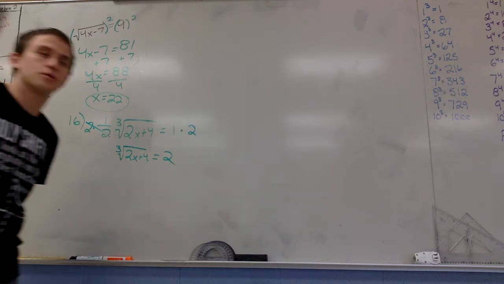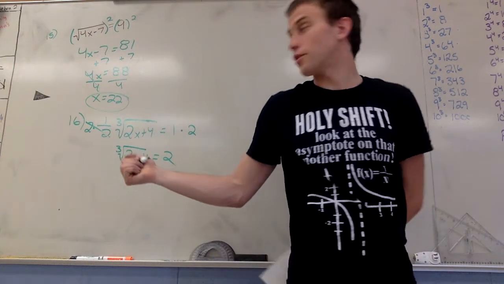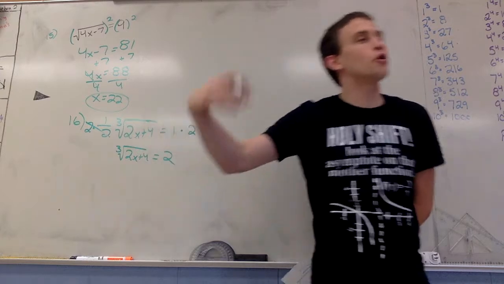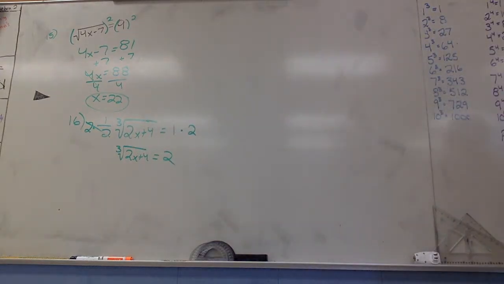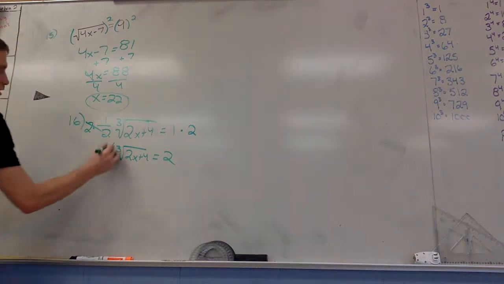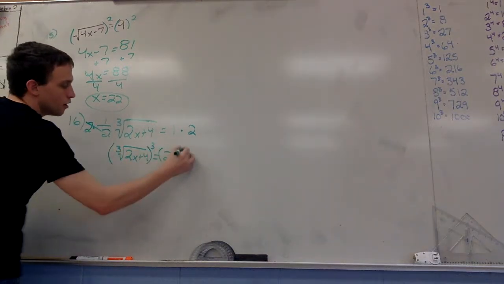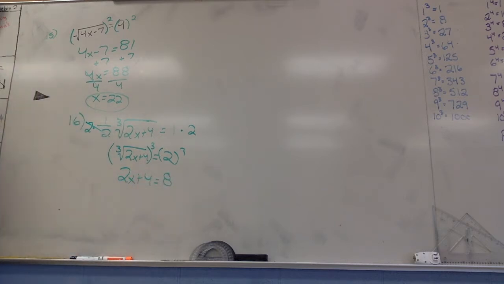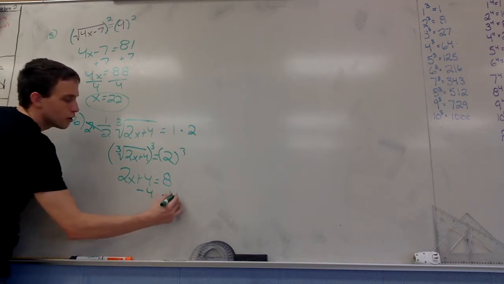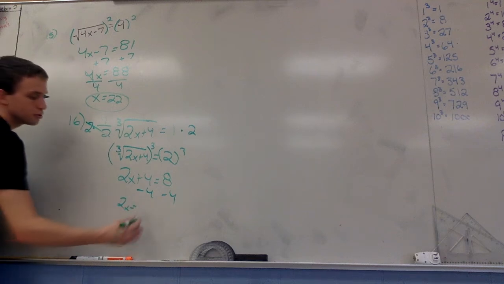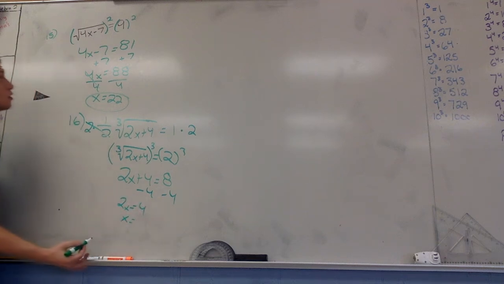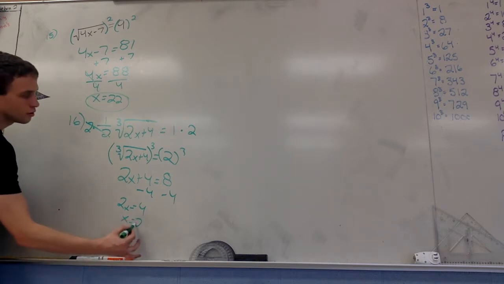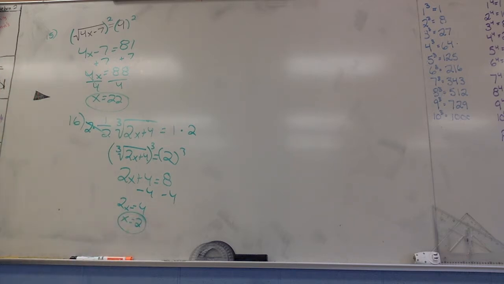Is the root isolated now? Yes, it is. So what do I do to both sides now? I cube both sides. Thank you. That gives me 2x plus 4 is equal to 8. Okay. How do I solve for x? Subtract 4. That's 2x is equal to 4. What does x equal? 2. So I have to divide both sides by 2.